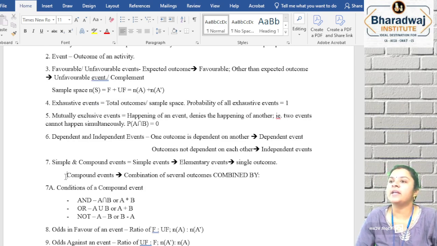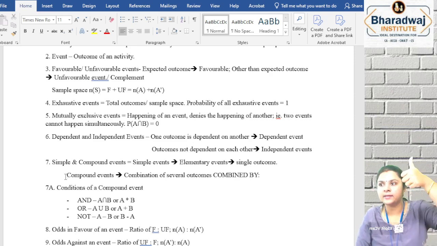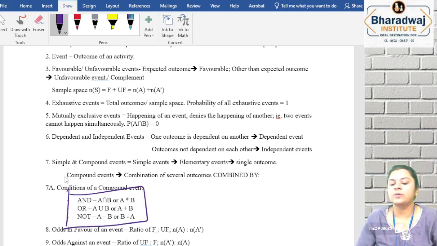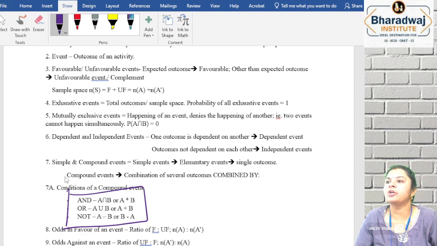Okay. Next, simple and compound events. Simple events are elementary events which have one single basic outcome, whereas compound events are multiple events which are combined by the conditions and, or, not. So these are the three important conditions that you will remember. And condition, what symbol should we use? Multiplication. And condition refers to intersection, where we are going to use multiplication. Or condition refers to union, where we are going to use addition. And not condition refers to subtraction. Okay, we are going to use minus.